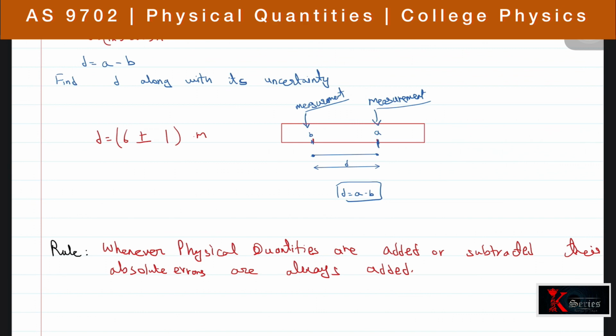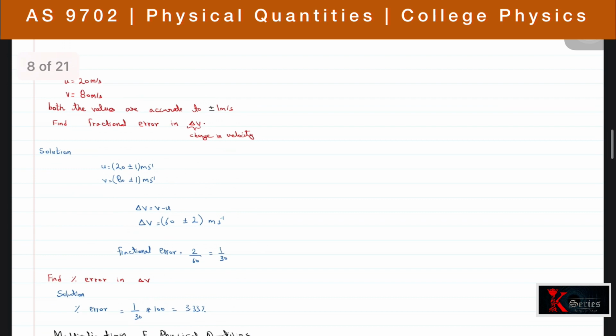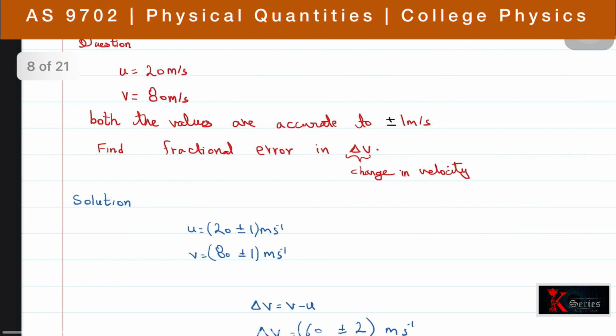Now here's another question. It says U is equal to 20 meter per second, V is equal to 80 meter per second. Both the values are accurate to 1 meter per second, which means that both the values would be written as plus minus 1, right? And we have to find the fractional error in change in velocity. Change in velocity would be final velocity minus the initial velocity, right? V is the final velocity and U is the initial velocity. So change in velocity would be V minus U.